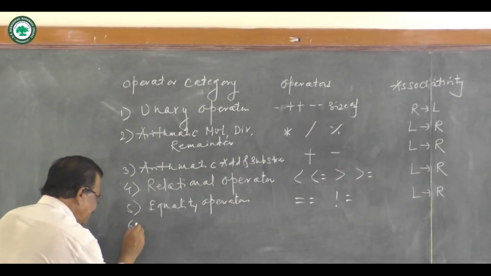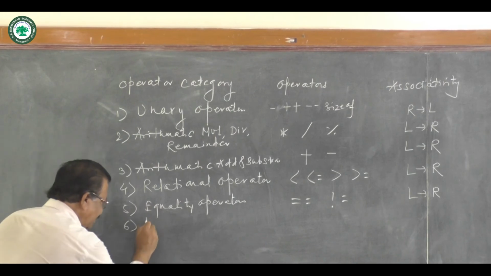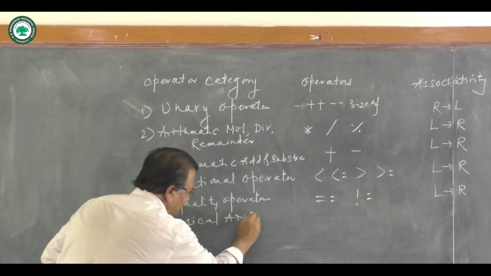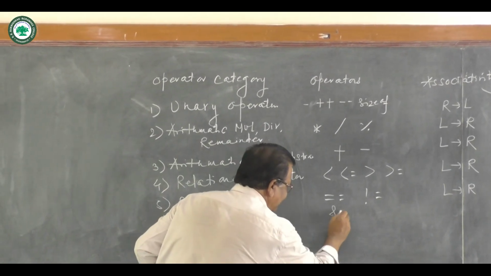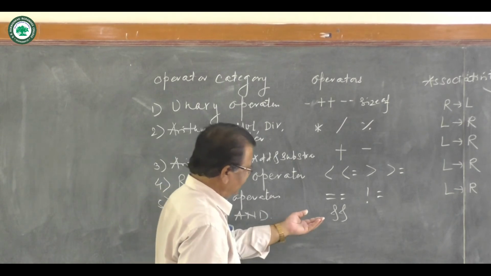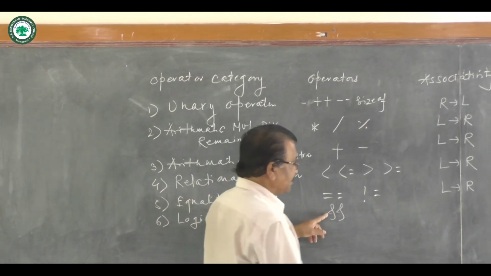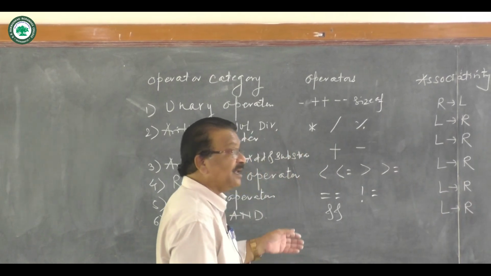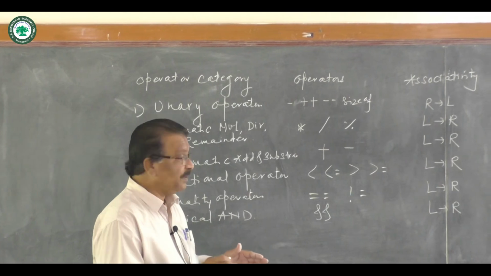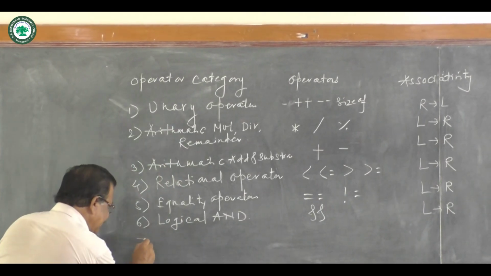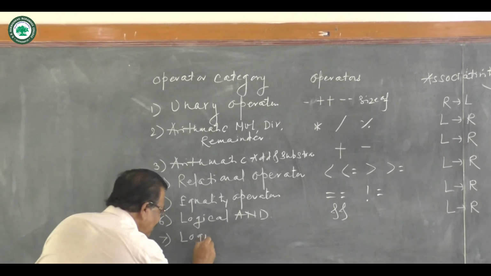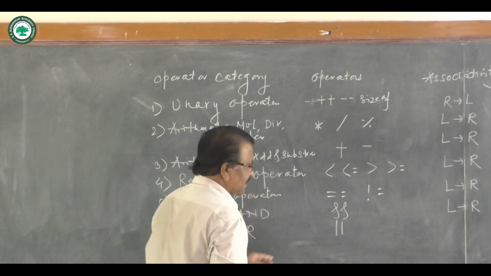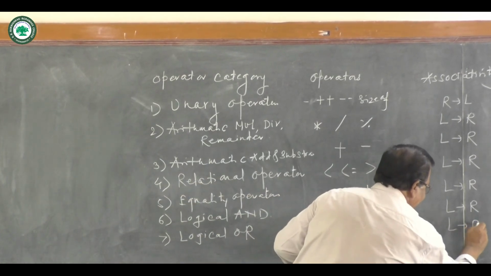Then sixth priority or precedence goes to logical AND. The operator is this double ampersand sign, or double AND sign. Associativity is from left to right. If more than one AND appears in an expression, they will be evaluated from left to right. Then the seventh one is logical OR. The symbol is this and associativity is from left to right.